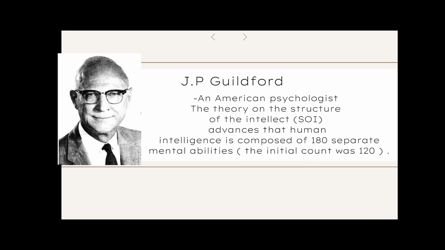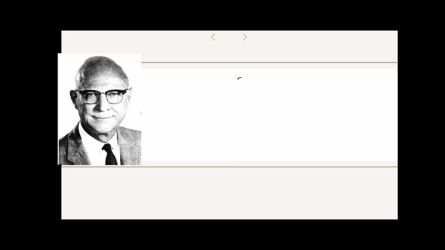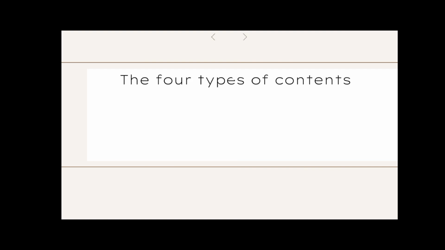The theory of the structure of the intellect, or the SOI, advances that human intelligence is composed of 180 separate mental abilities. The initial count was 120 that have been identified through factor analysis. And the mental abilities are composites of 3 separate dimensions, namely the content, operation, and product. So there are 4 types of the contents.